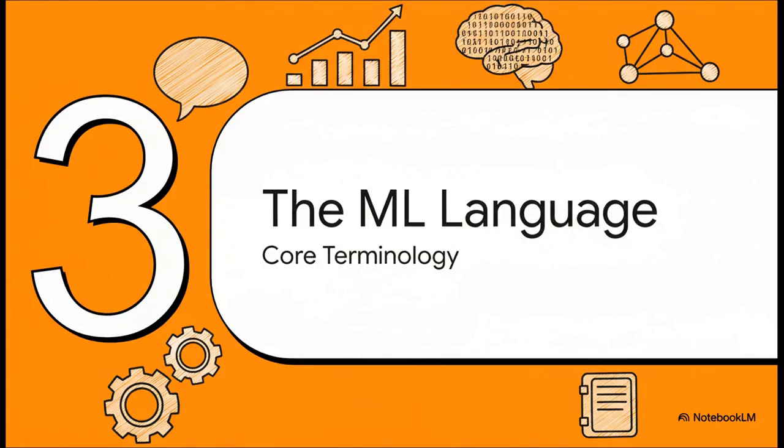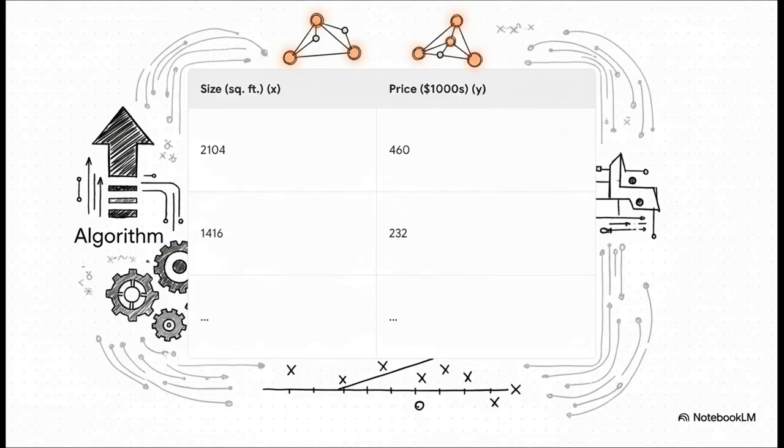All right, to really turn this from just a cool idea into a real process, we've got to learn to speak the language. So let's quickly go over the core lingo of machine learning. So here's our data again, but to someone who does machine learning, this table isn't just a list of numbers. Oh no, it's the raw material, the textbook for teaching an algorithm.